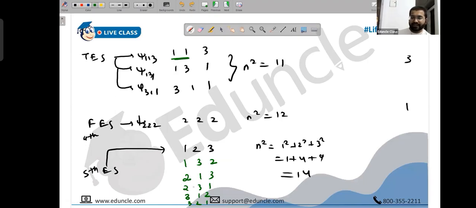1, 2, 3, 1, 3, 2, 2, 1, 3, 2, 3, 1, 3, 1, 2, 3, 2, 1. Degeneracy. This is whenever you have got different numbers. But whenever you have got same numbers, you will end up getting 3 degeneracy. परमुटेशन नहीं होगा. परमुटेशन कॉम्बिनेशन 3 हो जाएगा.